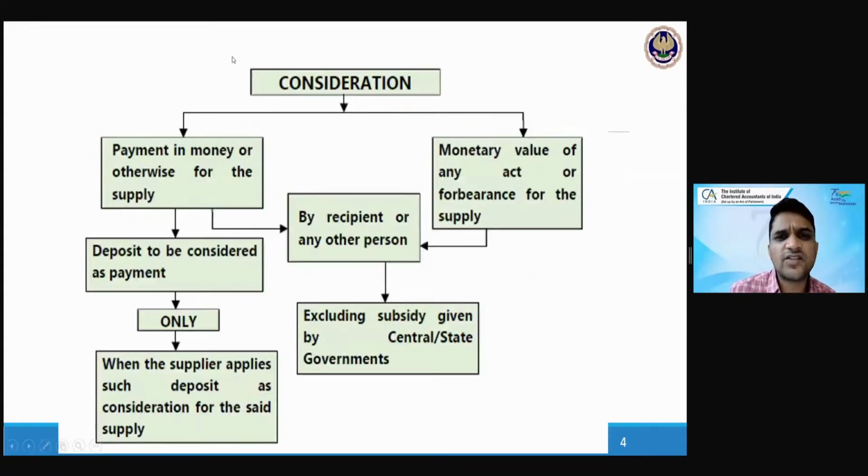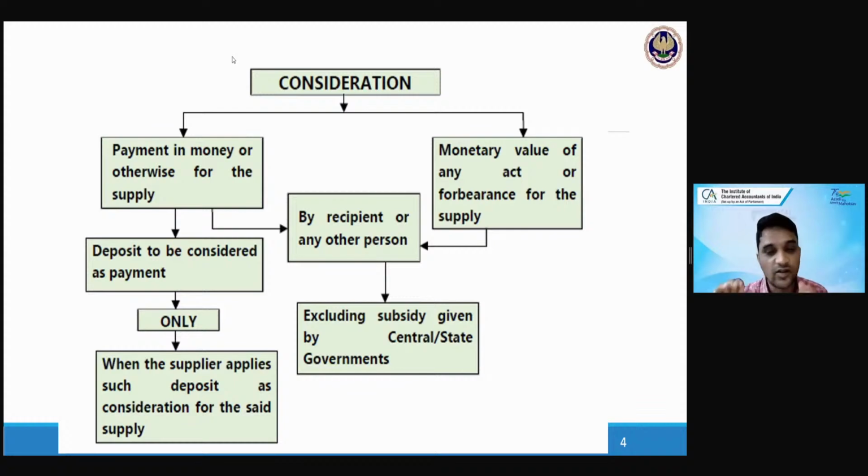Then, what is the definition of consideration? We have seen this before also. Consideration means payment in money or otherwise for the supply. That is, consideration is not only money. It can be other than money also. Any payment made in money or otherwise for the supply, and the monetary value of any act or forbearance for the supply by the recipient or any other person, which means payment can be made by the recipient or any other person, and deposit is to be considered as payment.